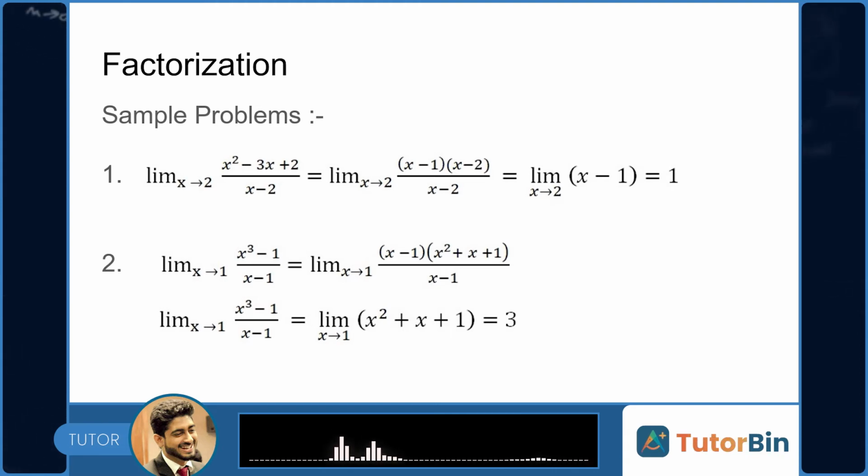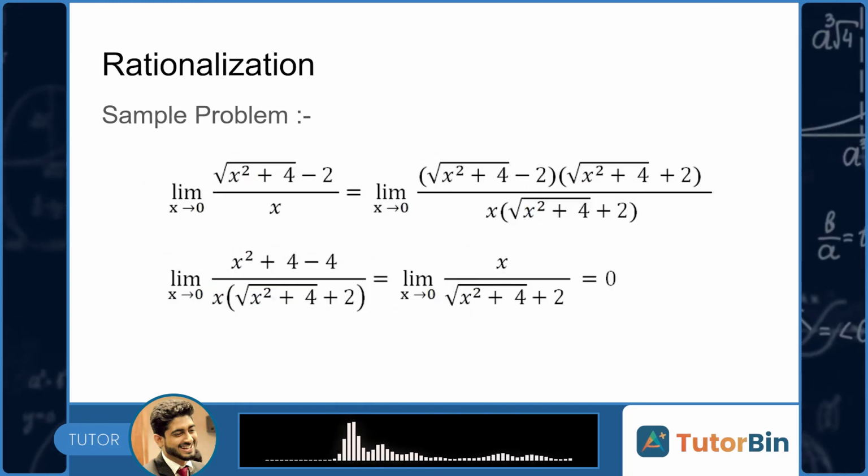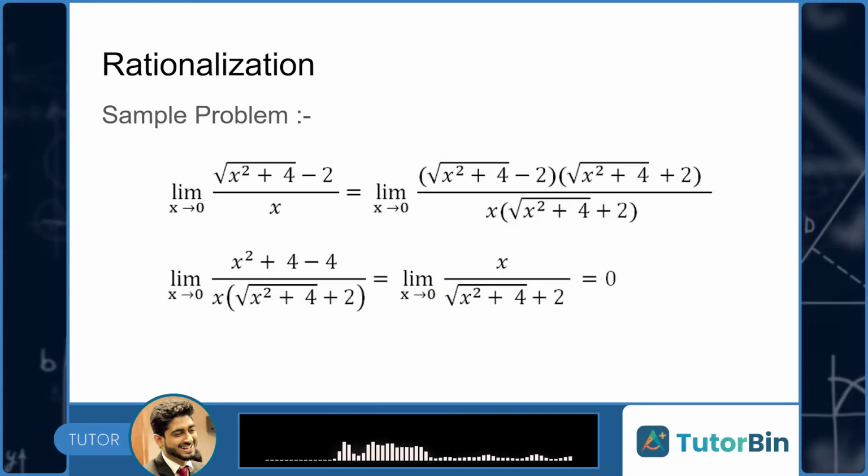So after cancelling these terms, we are left with only x square plus x plus 1, which is a continuous function, and we can just directly substitute the value x tends to 1 into this expression, and we will get 1 square plus 1 plus 1, that is 3. So in the next slide, we will learn about the rationalization method.